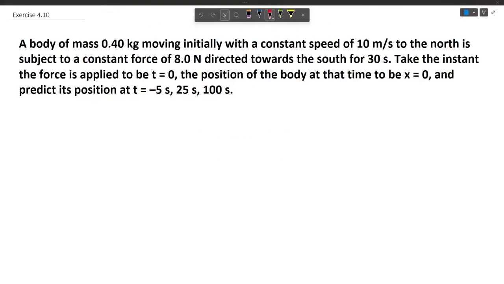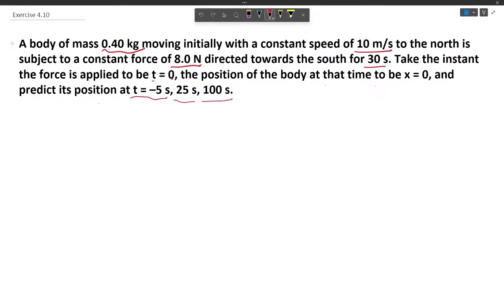The question says that a body of mass 0.40 kilogram moving initially with a constant speed of 10 meters per second to the north is subjected to a constant force of 8 Newton directed towards the south for 30 seconds. Take the instant the force is applied to be t equals 0, the position of the body at that time to be x equals 0, and predict its position at t equals -5 seconds, 25 seconds and 100 seconds.